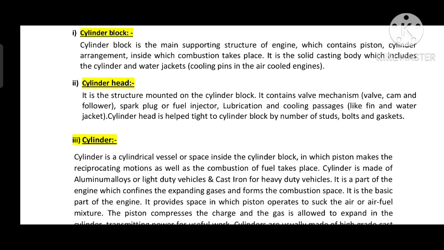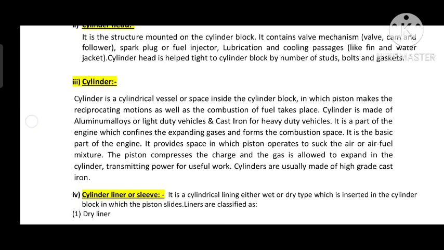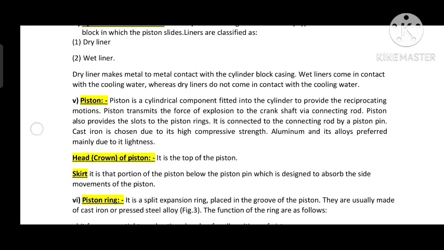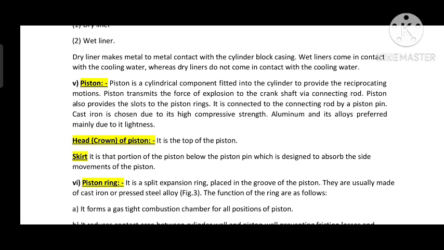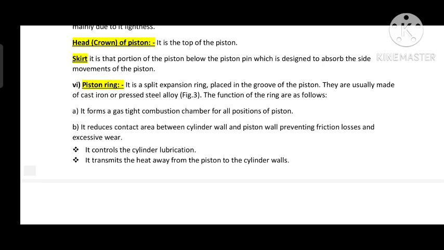Next is your cylinder liner or sleeve. The function of cylinder liner or sleeve is given. Okay, you have to write this in your practical record. Next your piston. This is the main component for an IC engine. The piston provides the reciprocating motion. It also transmits the force to the crank through connecting rod.